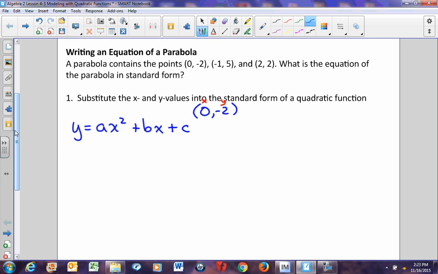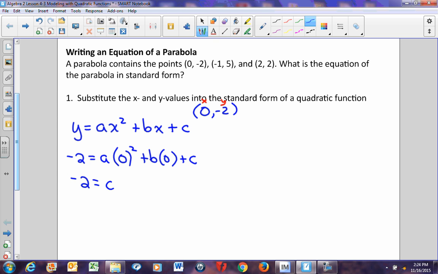So in the quadratic function y equals ax squared plus bx plus c, I'm simply going to plug in x and y every chance I get. So y is -2, that equals a times 0 squared plus b times 0 plus c. Well, that means -2 equals c. That was easy because anything times 0 is 0.